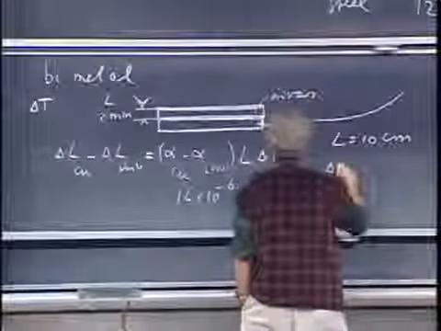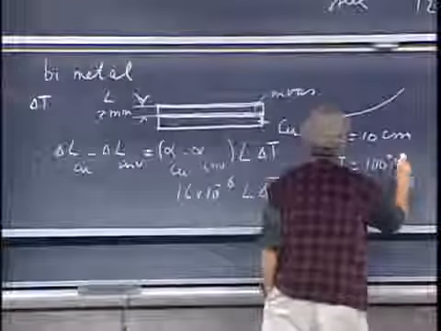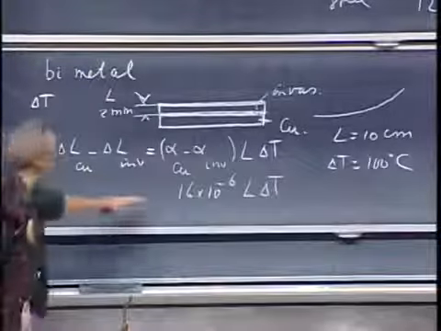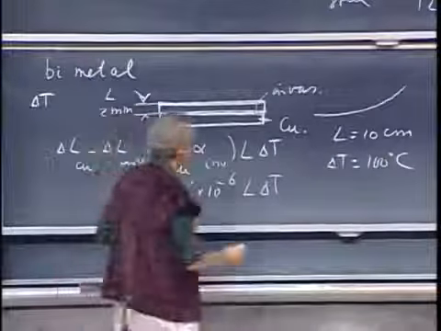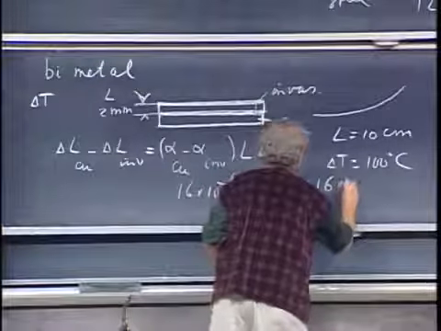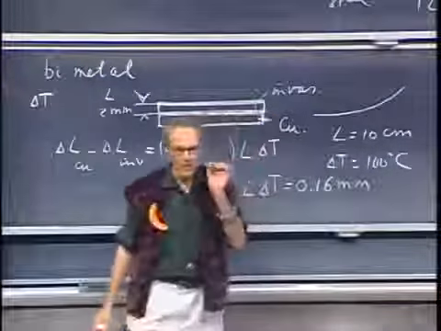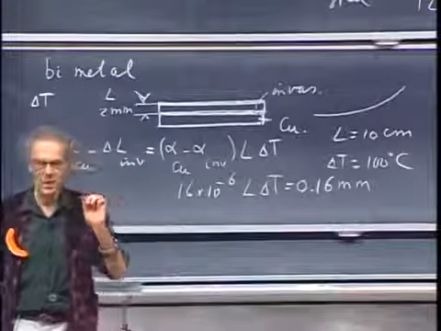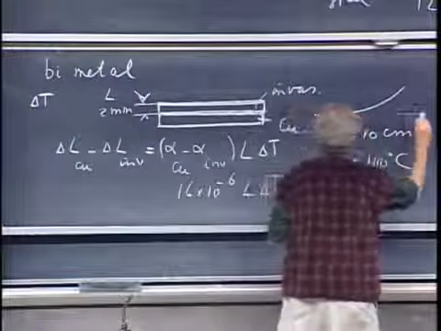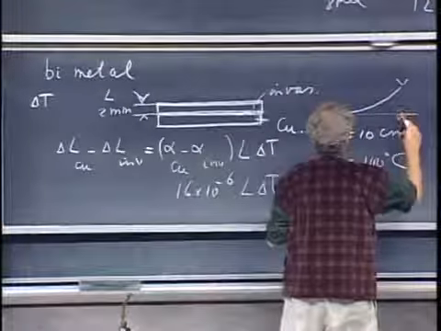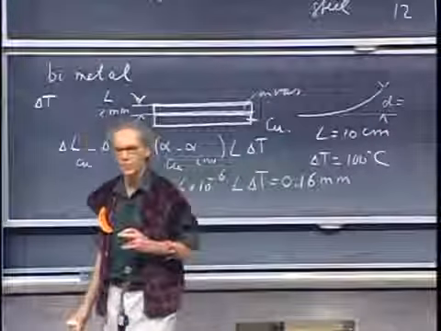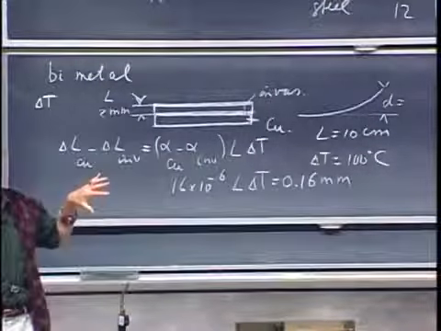and I increase the temperature by 100 degrees centigrade, then this difference, which you can easily calculate, is 0.16 millimeters. Very little. And yet, this one will curve substantially. For those of you who are mathematically oriented, I would advise you to make an attempt to calculate that.